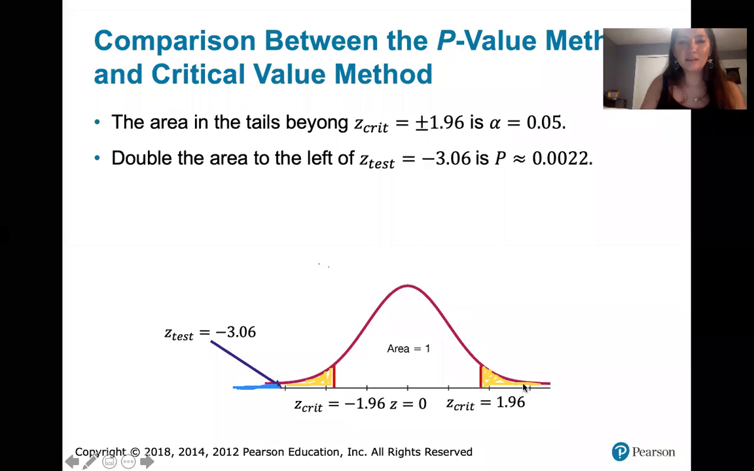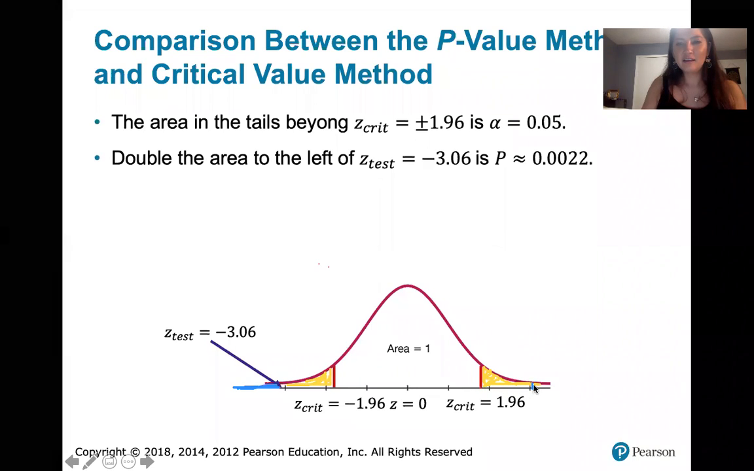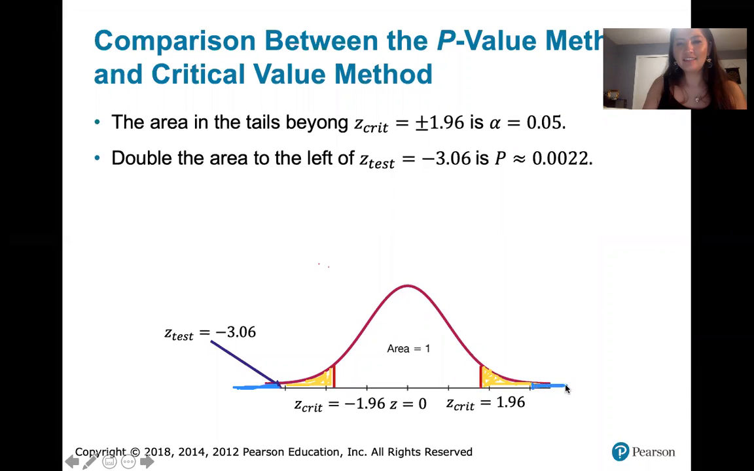There we go. So there's negative 3.06, and we've got the area beyond that. We're going to go to positive 3.06 over here and compute the area beyond that. And it turns out that the area on the left side is 0.0011. And then if we double that, we get the area on both sides that corresponds to test statistic z values as extreme as ours or more extreme than ours. And we get this p-value of 0.022.